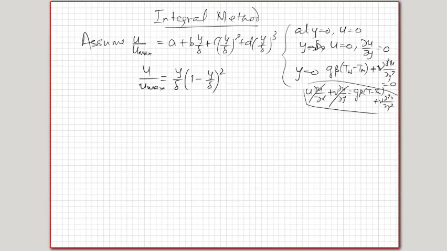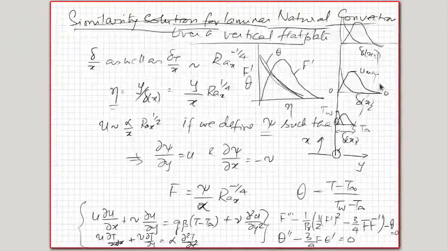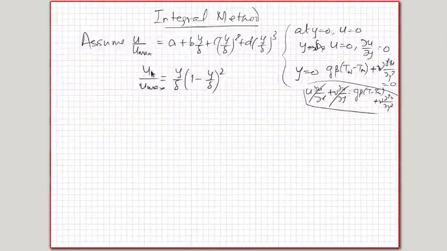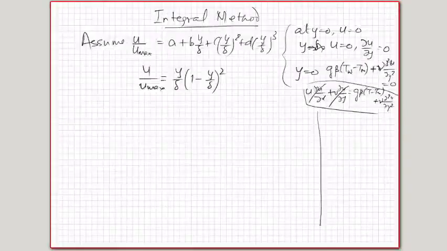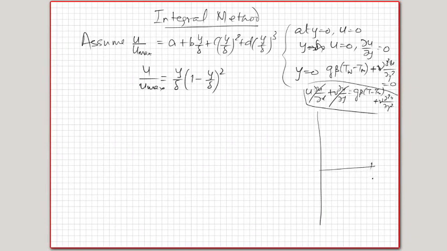Now u max, as you understand, is the maximum velocity at any x. So at any x, there is a u max. Here there is a u max, here there is a u max, here there is a u max. So at any x value, there is a certain value of u max. So this u is actually a function of both x and y, and this u max is a function of x.